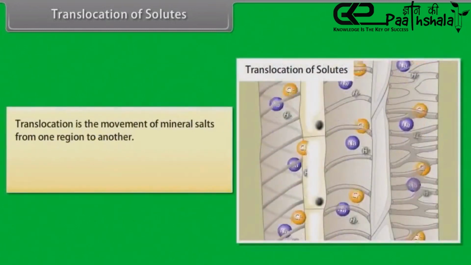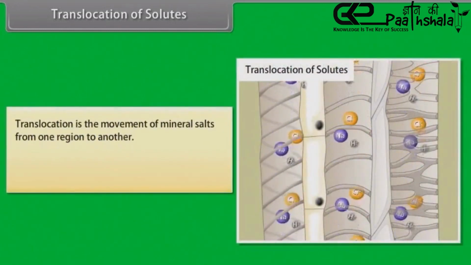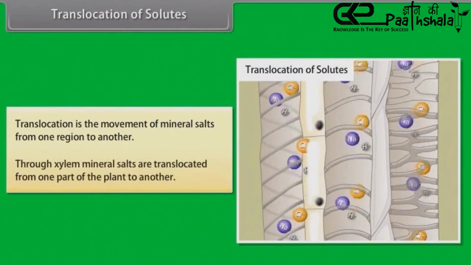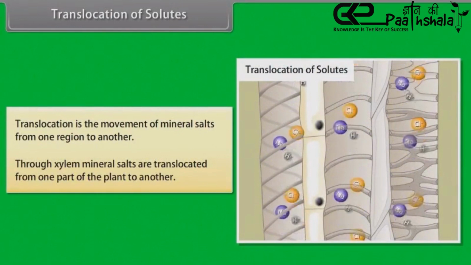Translocation of solutes. Translocation is the movement of mineral salts from one region to another. Through xylem, mineral salts are translocated from one part of the plant to another.